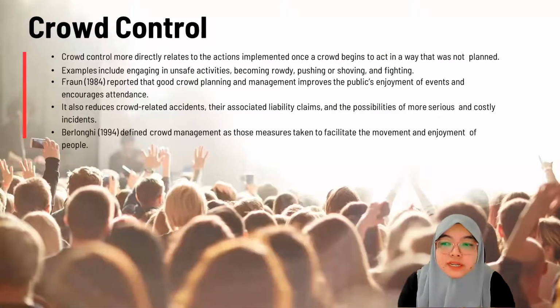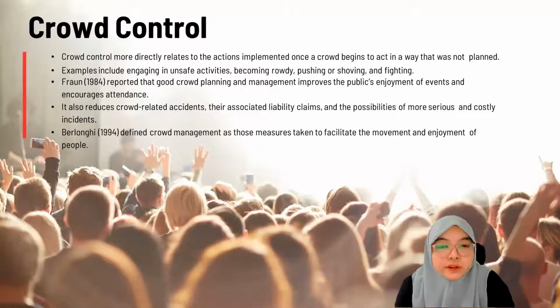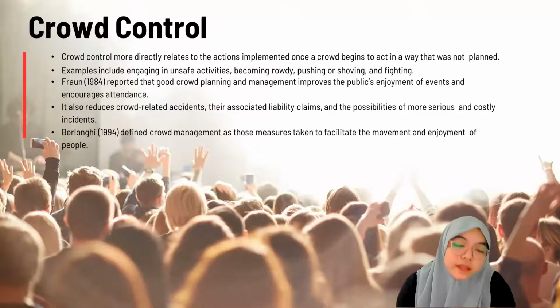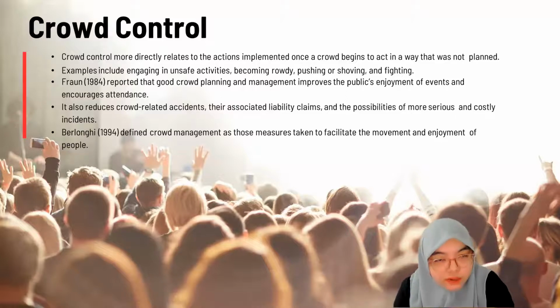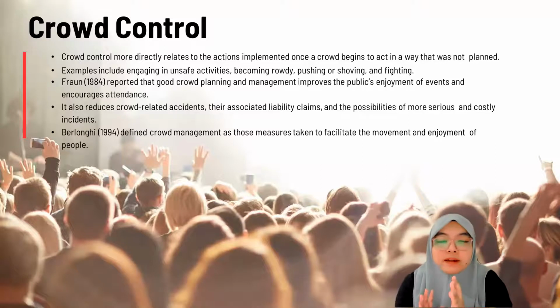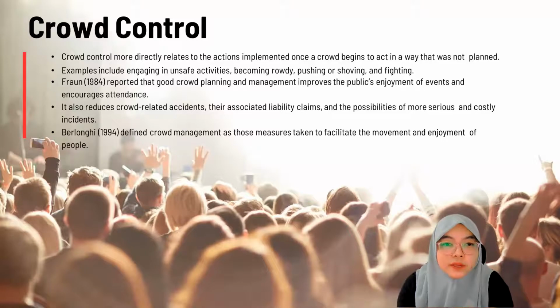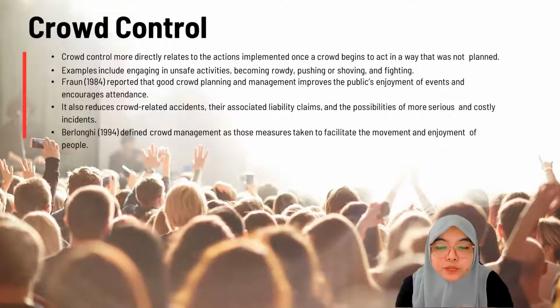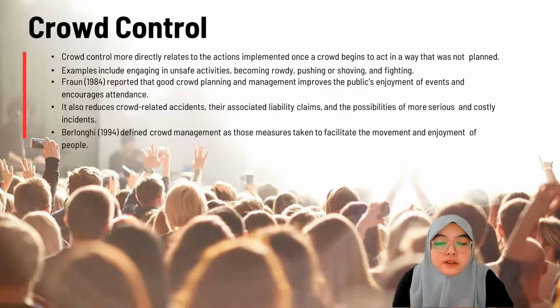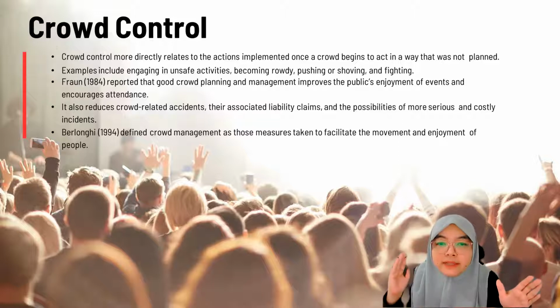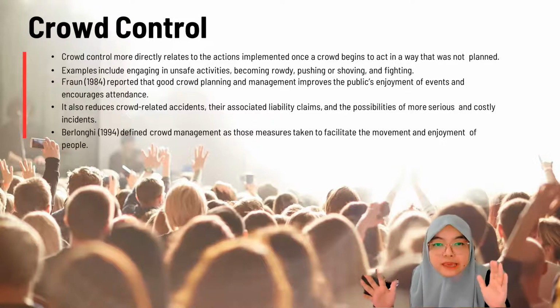Okay, so this is an example of a crowd control definition. It more directly relates to the action implemented. So if we have organized an event, of course there will be a crowd. It may be a huge crowd. It can be a small crowd. It's still a crowd. Okay, so Fruin reported that good crowd planning and management improve the public enjoyment of an event and encourage attendance. And Bologna 1994 defined crowd management as those measures taken to facilitate the movement and enjoyment of people. So we need to always check what example of crowd control, crowd management there is. For example, a simple crowd management is to have a separate entrance and exit way for your crowd, the participants or spectators. Okay, so that is one example.